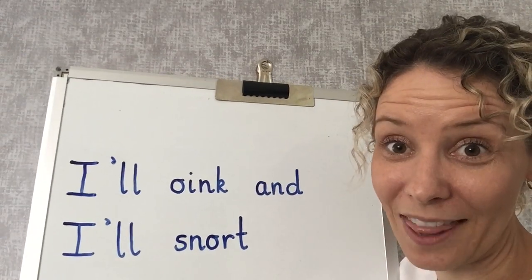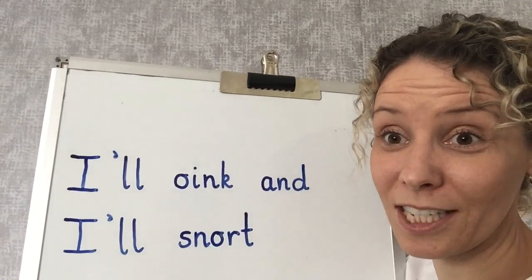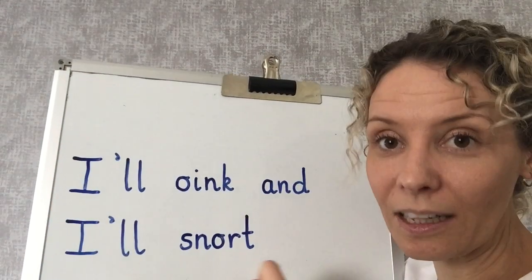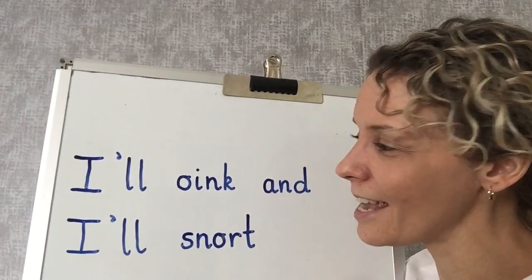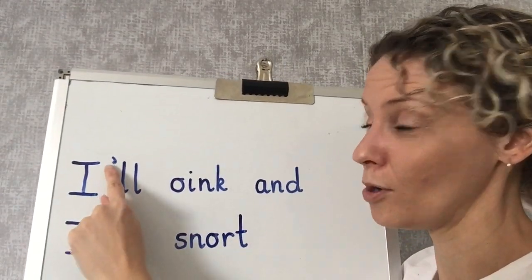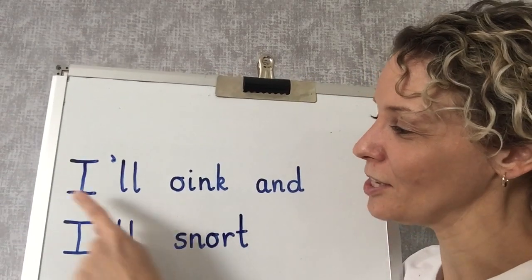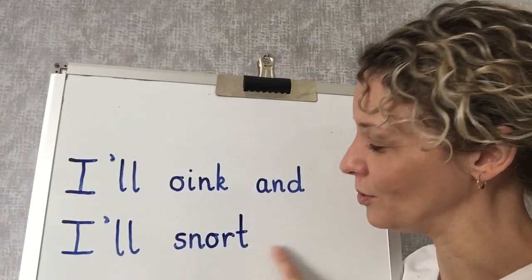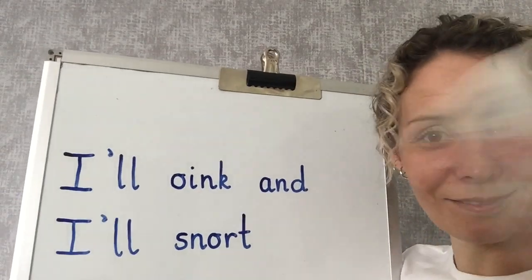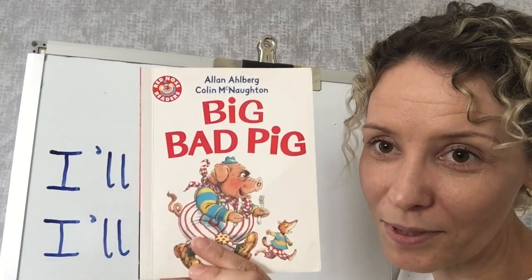Thank you for helping me write that sentence, and well done for having a go at writing it too and learning this new way of making the words I will squish together to say I'll. You've learned a very posh word too, about an apostrophe. So I'll oink and I'll snort. What else would that big bad pig do? Looks like he's about to gobble up something.